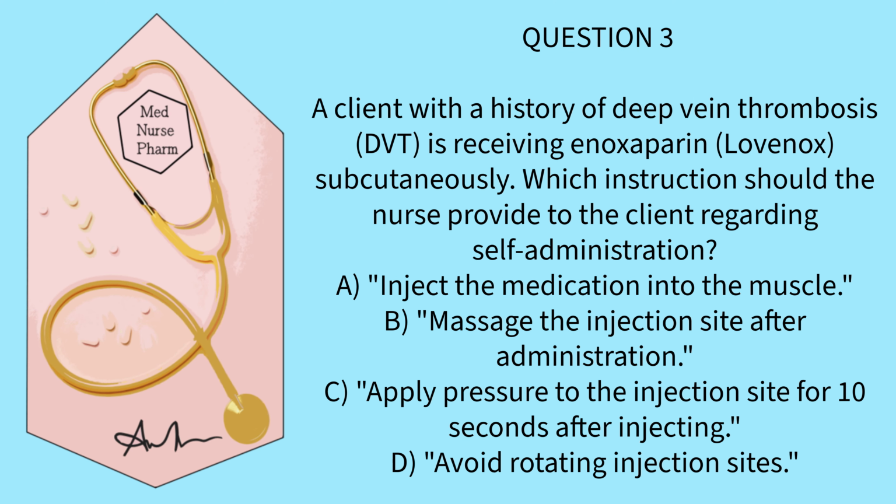Question 3. A client with a history of DVT is receiving enoxaparin subcutaneously. Which instruction should a nurse provide to the client regarding self administration? Inject the medication into the muscle, massage the injection site after administration, apply pressure to the injection site for 10 seconds after injecting, avoid rotating injection sites. Pause the video and select your answer.